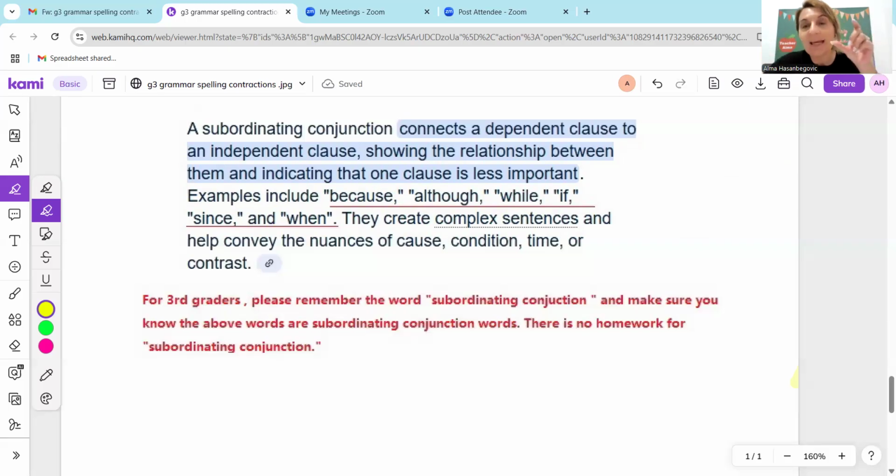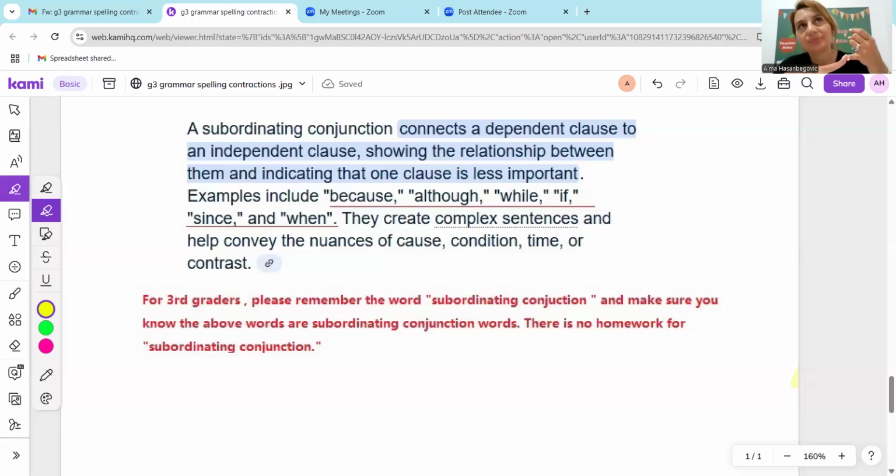This is very important. When something is independent, it can stay on its own. It doesn't need help from anything or anybody else, right? If something is dependent, that means that it depends on something, right? That sentence cannot stay on its own. Now, let me give you an example.